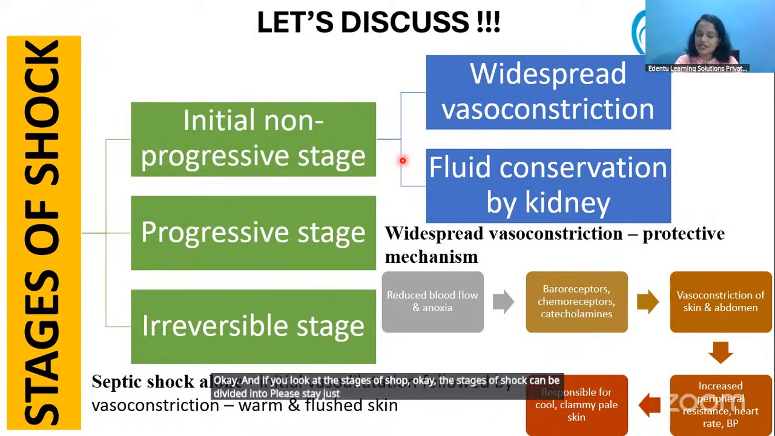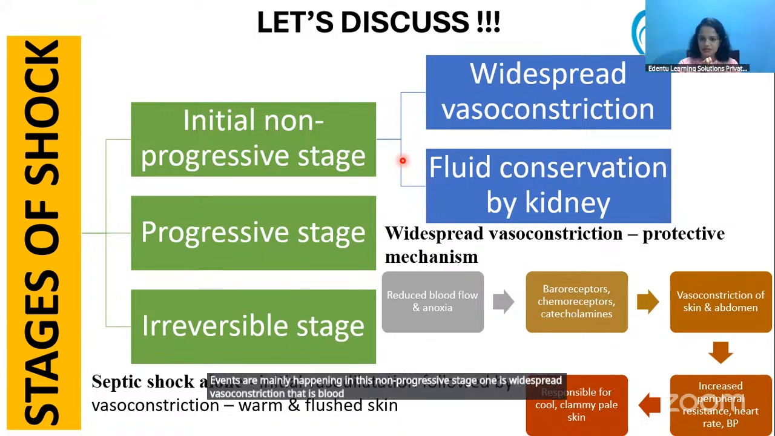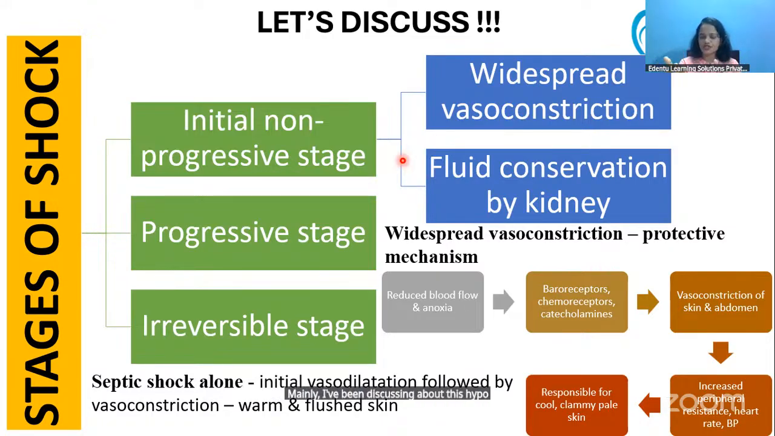We have the initial non-progressive stage, then the progressive stage, and the irreversible stage. If you look at this initial stage, the non-progressive stage, two events are mainly happening. One is widespread vasoconstriction, that is blood vessels are getting constricted, and there is fluid retention by the kidney also. Mainly I'll be discussing hypovolemic shock and cardiogenic shock.